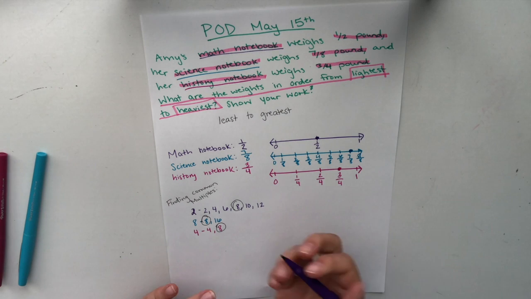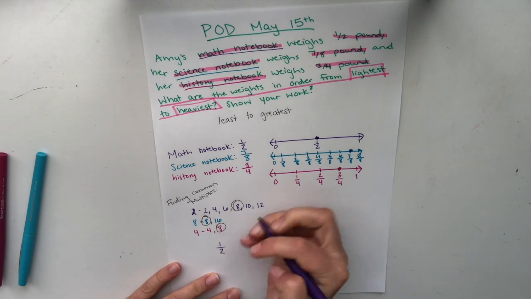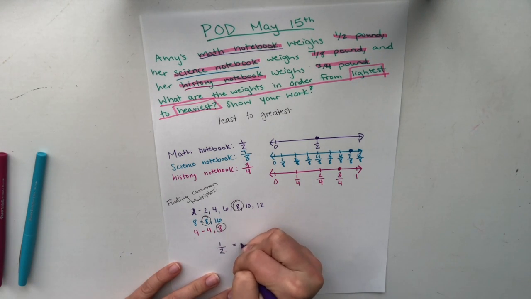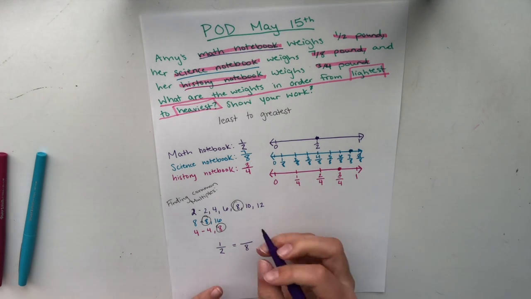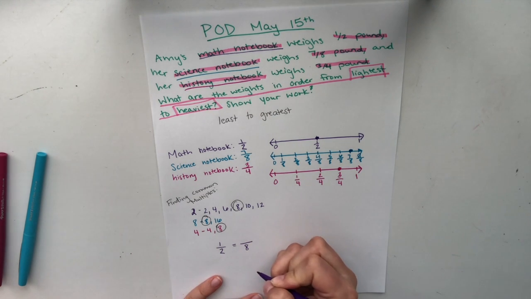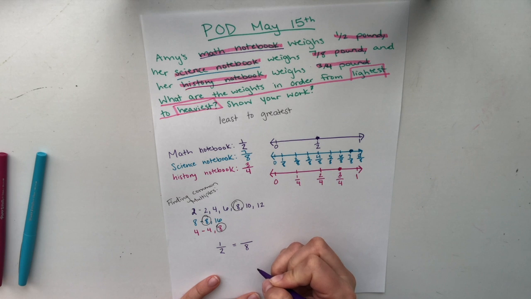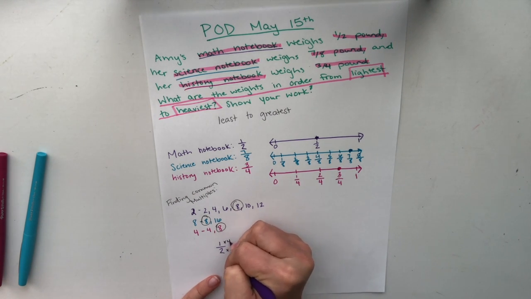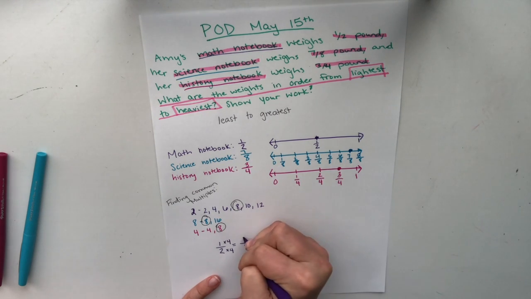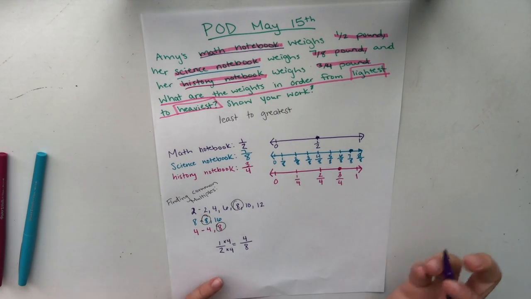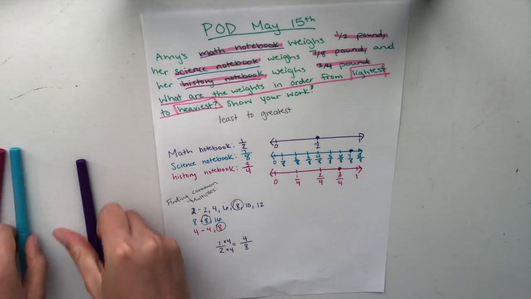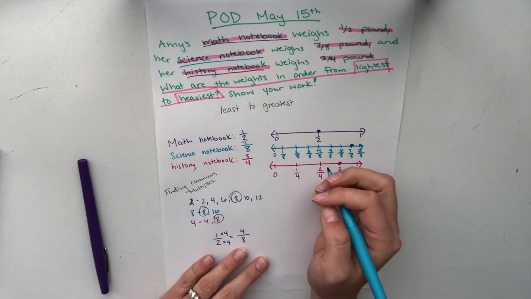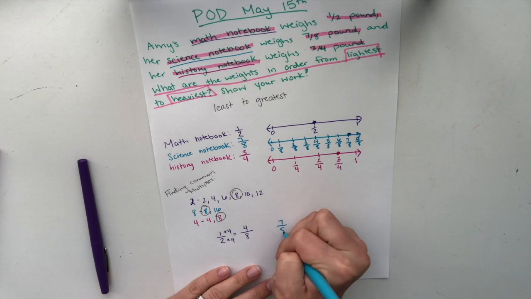So now we need to look at our math notebook. Okay? We need to make it into eighths. We have halves. So 2 times what equals 8? Good. 2 times 4 equals 8. Whatever we do to the bottom, we must do to the top. 1 times 4 is 4. Perfect. Okay? Well, we don't have to do our science notebook. It's going to stay as 7/8.